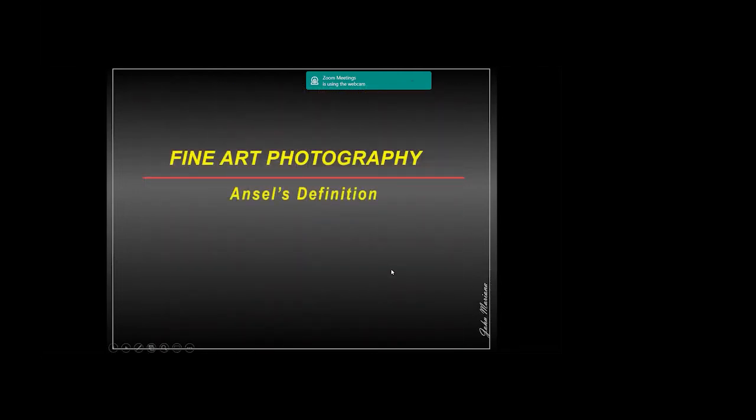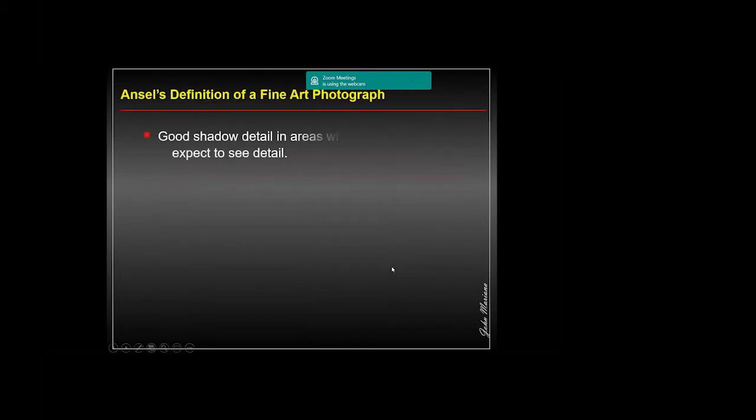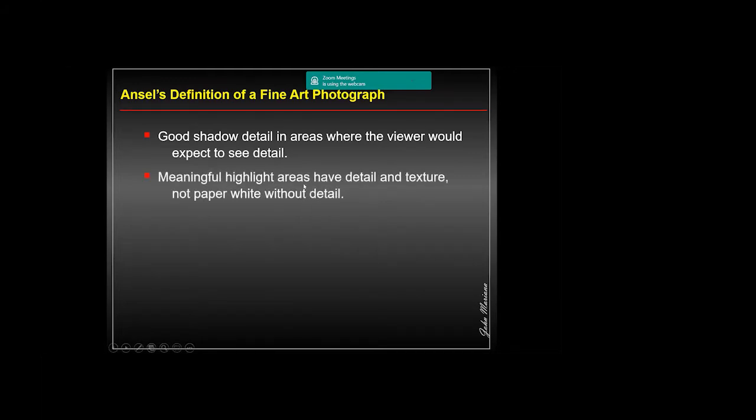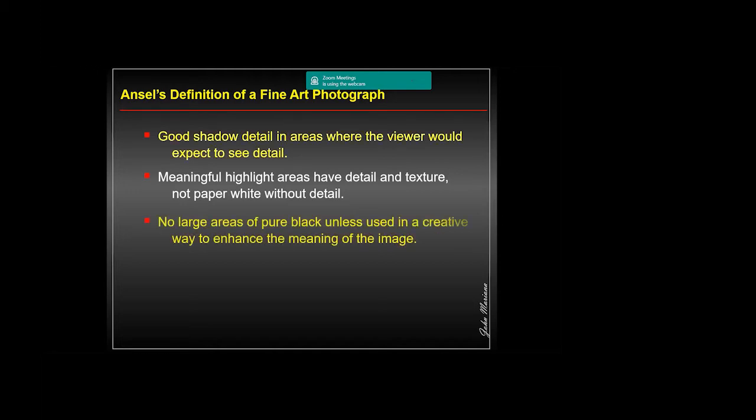So fine art photography, Ansel came up with the definition. It's in his books. First thing, good shadow detail in areas where the viewer would expect to see detail. That doesn't mean you may not have black in your image, but if your viewer expects to see detail, then it should have detail in the shadow areas. Meaningful highlights have detail, texture. They should not be paper white. No large areas of pure black unless used in a creative way to enhance the meaning of the image.